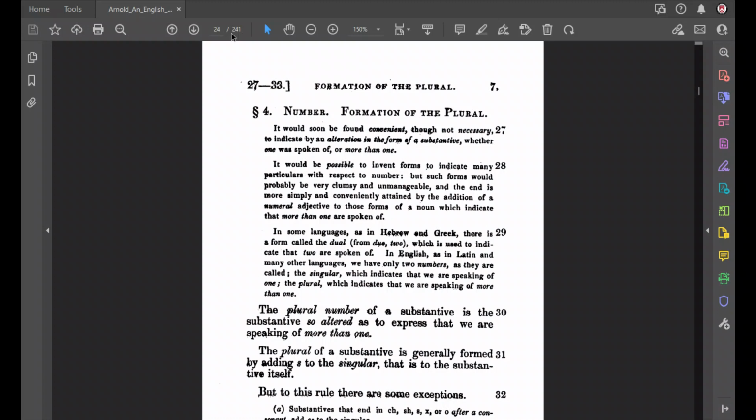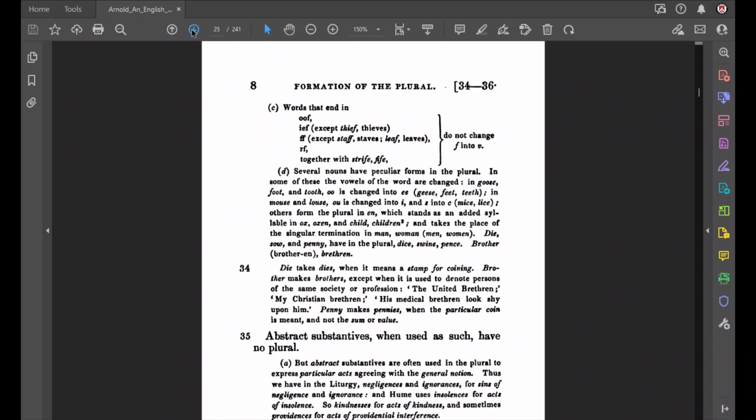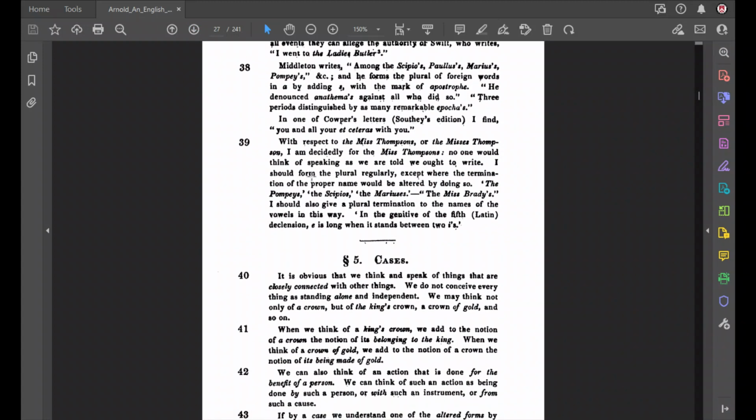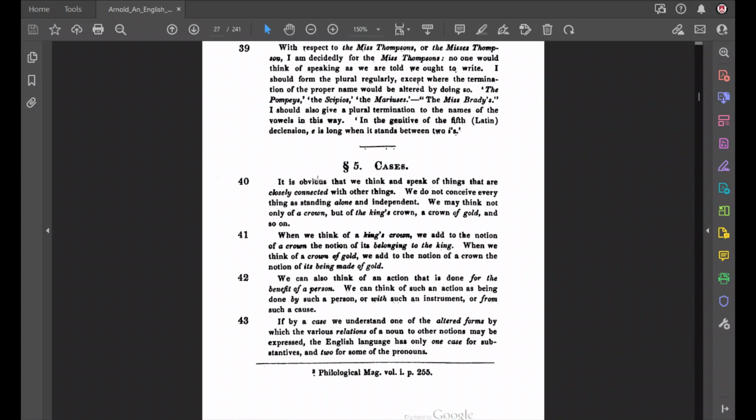And we simply need to learn much of this by experience, by paying attention to how words are formed, how plurals are formed, and so on. That was lesson number 4. And then in our last lesson, lesson number 5, we talked about the cases of nouns.